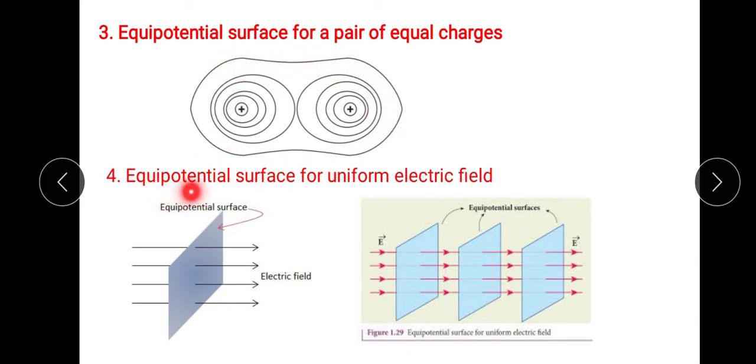Now the fourth one, very importantly, equipotential surface for a uniform electric field. How to represent a uniform electric field? A uniform electric field is represented by parallel straight lines.